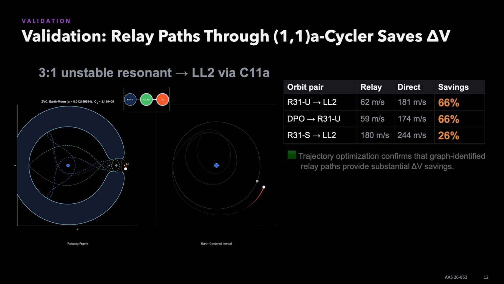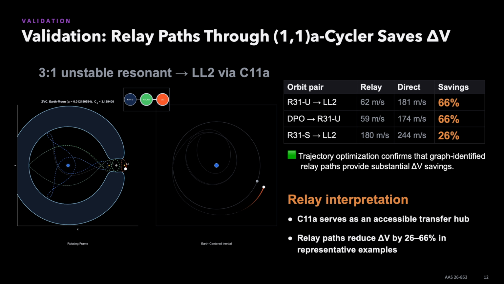The important point isn't that the 1-1 cycler has a high graph score. Its dynamical neighborhood can function as a practical bridge between otherwise expensive endpoints. This supports the network interpretation of a relay and motivates future phase-resolved optimization of complete multileg routes, so taking into account the time that it's on the intermediate orbit.